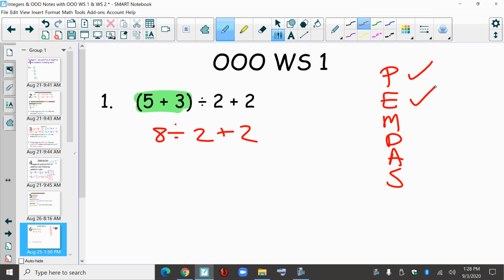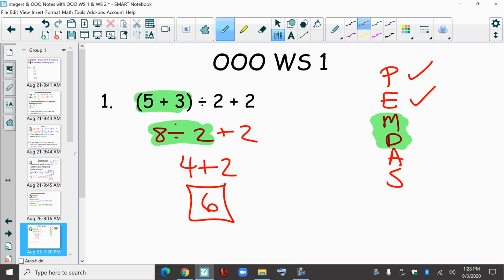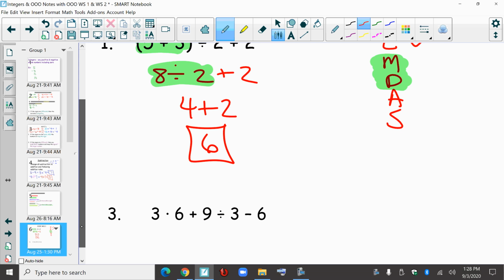Now I need to do multiplication and division from left to right. So that means I'm going to do 8 divided by 2, which is going to give me my 4, and I just drop down everything else. And what is 4 plus 2? It is 6, and that is done. So that's number 1.